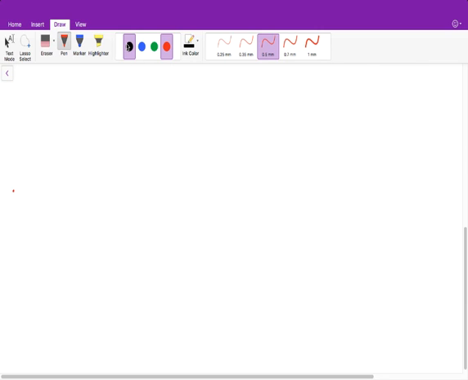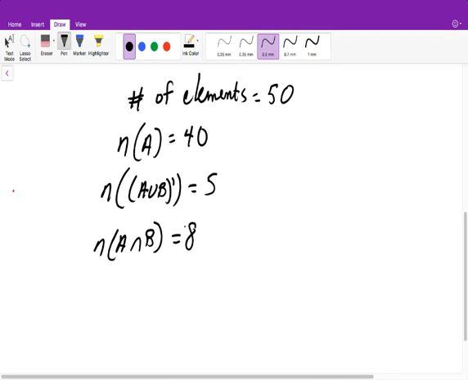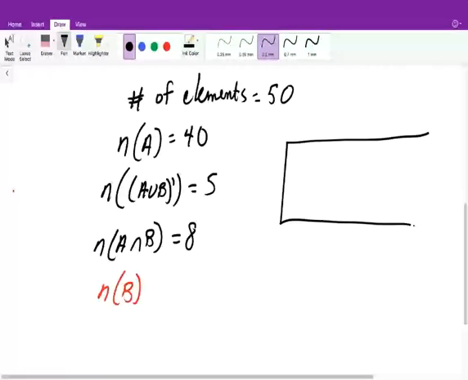The next one, it was the number of elements that we have. So number of elements, total elements, is equal to 50. The number of elements in set A is equal to 40. The number of elements in A union B complement is equal to 5. The number of elements in A intersect B is equal to 8. And the question that they want us to answer is how many elements are in set B. So we can go ahead and draw our Venn diagram.